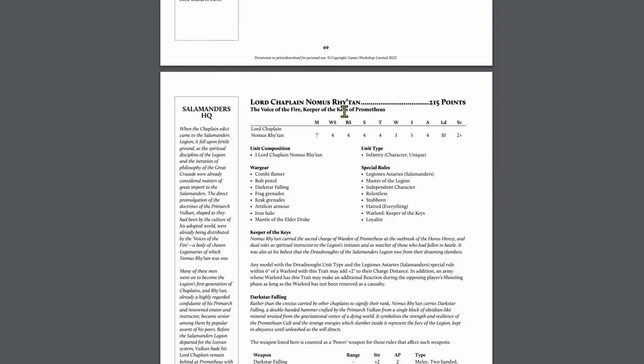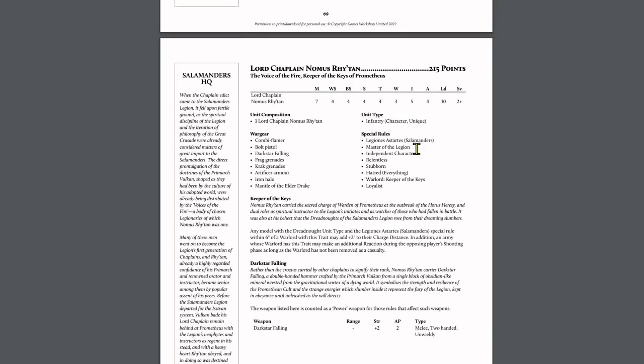Similarly, Lord Chaplain Nomus Raitan. Really big character, super important in the lore, all that kind of stuff. He's a Praetor, basically, Master of the Legion. He's got all the Praetor rules. Excuse me. 215 points, Praetor level points cost, Weapon Skill 4. Weapon Skill 4. Only 3 wounds as well, because he's got to come in power armor. Yeah, he's got a Mantle of the Elder Drake. That's cool.